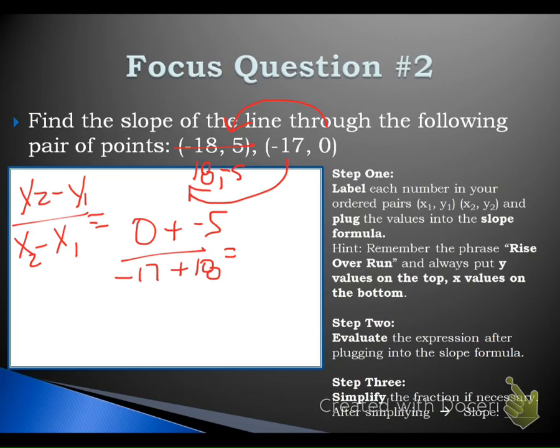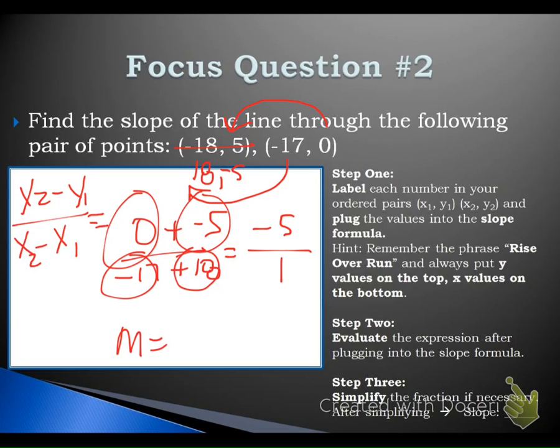Now you can see on the numerator I have opposite signs, so I have to subtract. Well, 0 minus 5 is still negative 5. Over here I also have opposite signs, so I have to subtract 1. The bigger sign is positive, so it stays a positive 1. Therefore my slope is equal to negative 5 over 1, which reduces to just negative 5.